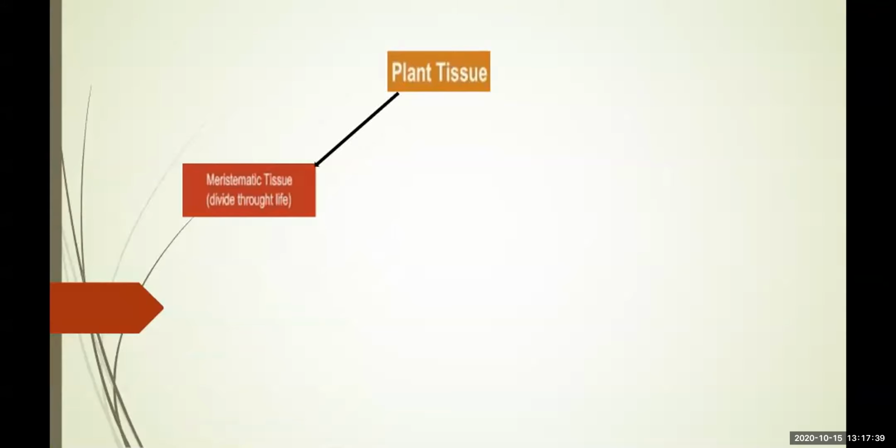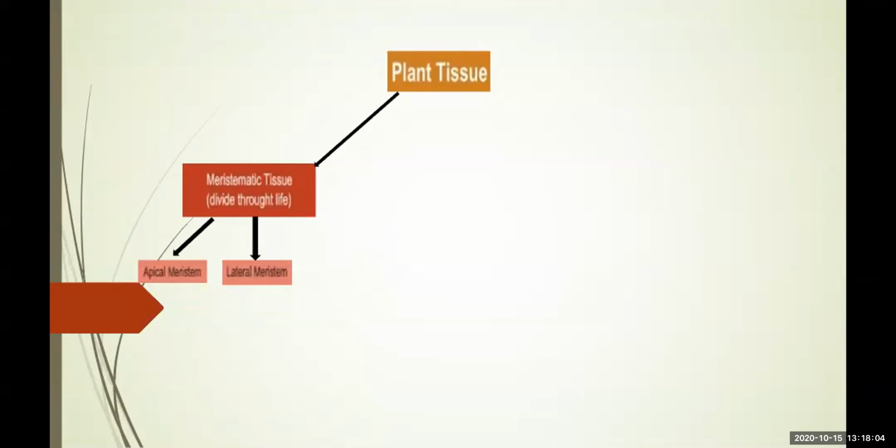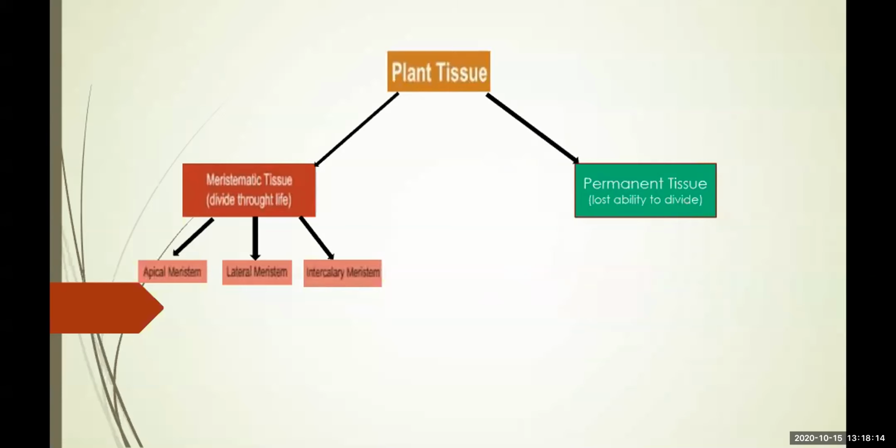In our today's class, we are going to learn about the permanent tissues of the plant. In our last class, we have studied about the meristematic tissue. What are meristematic tissues? These are the specialized tissues which can divide and keep on dividing throughout their lifetime. We have studied three types of the meristematic tissue: apical meristem, lateral meristem, and the intercalary meristem. Today we are going to learn about the permanent tissues.